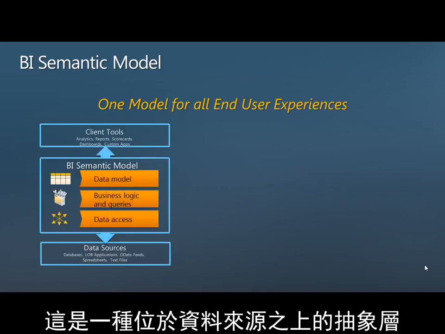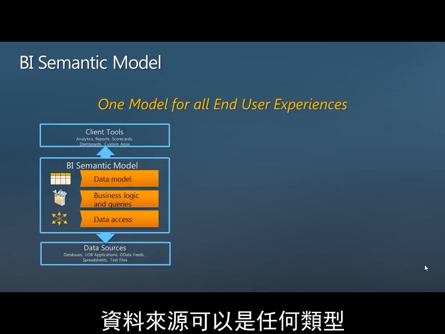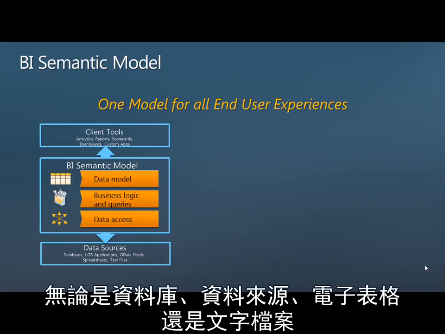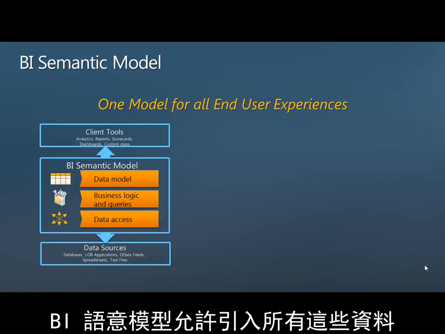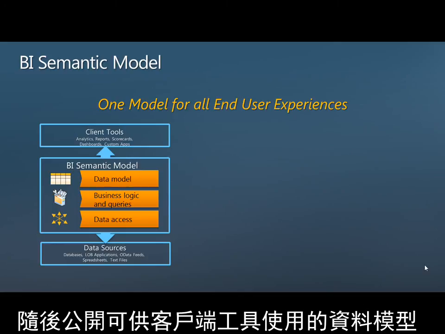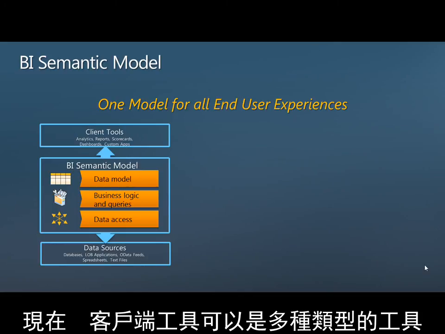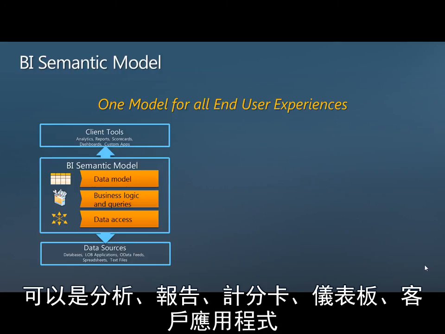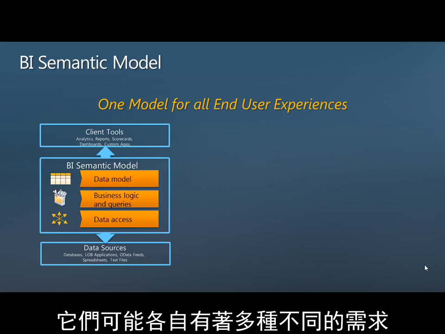Well, it is a layer of abstraction that we have on top of data sources. So whether it's databases or data feeds, spreadsheets, text files, whatever type of data sources you've got, the BI semantic model allows you to bring all that data in and define business logic for your application, and then expose a data model that can be consumed by client tools. Now the client tools could be a variety of different tools. Could be analysis, reporting, scorecard, dashboarding, custom applications with maybe a lot of different needs.